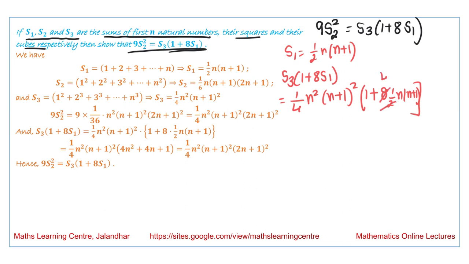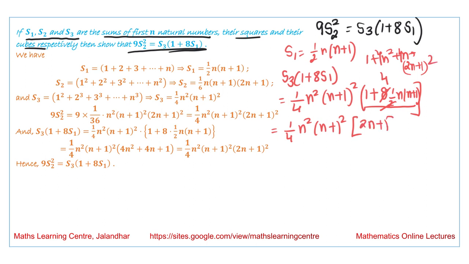These two terms get cancelled, it is 4 over here. So what we obtain is 1 by 4 n square into n plus 1 square into, look at this term over here, it is 1 plus n square plus n. This value we have, it is 4 over here. So we get 4n square plus 4n plus 1, and this is the value for 2n plus 1 whole square.